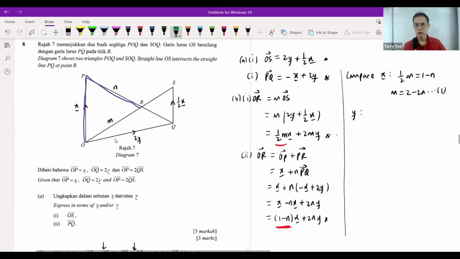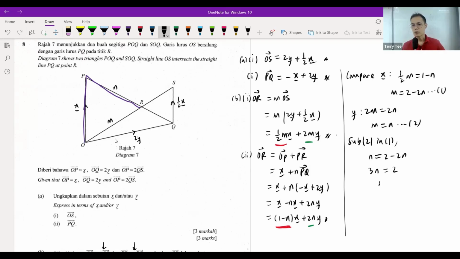Your y, I'm going to use green color. 2m is now 2n, so m is n. Okay, very simple, right? Now, let's sub equation 2 inside equation 1. Your n and m are the same. You sub inside: n equals 2 minus 2n. 3n is now 2. n is 2 over 3.